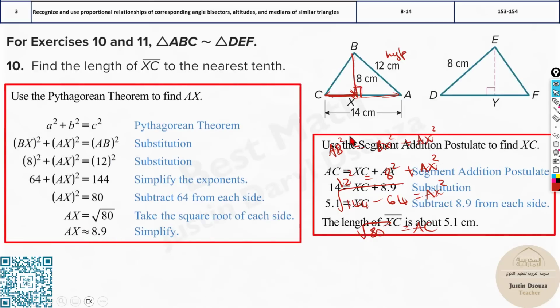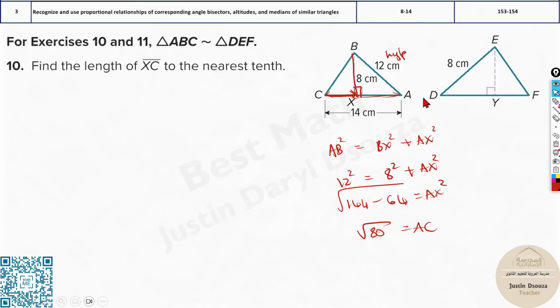Okay, now it's not over. That is true, AX is 8.9. But what do we need to solve for? This is AX, right? AX, it's not AC, it's AX. What we need is CX or XC, this length. We know this is 8.9. What is the remaining length? 14. I'll write it in terms of alphabets first. AC will be equal to XC plus XA.